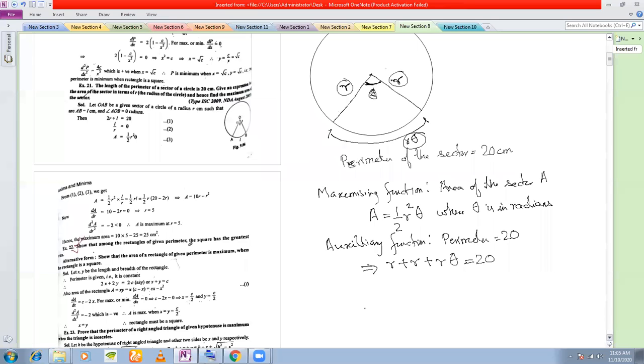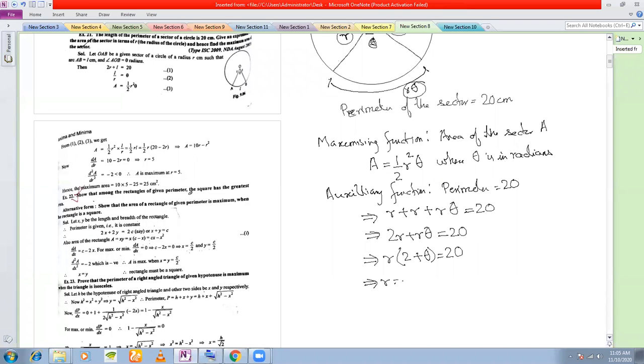So you have r into (2 plus theta) equal to 20. So what is the value of r here? r is 20 by (2 plus theta). Now what did I say? That you will have to maximize or minimize the function with the help of the auxiliary function. You have two variables here, r and theta, in the maximizing function, so you bring it to a single variable by putting the value of r.